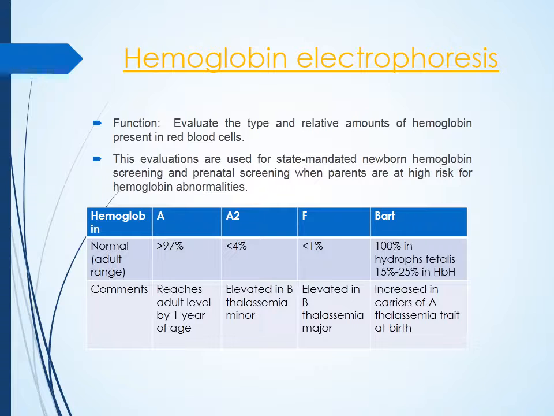So, individuals with beta thalassemia major usually have a larger percentage of hemoglobin F. Those with beta thalassemia minor usually have an elevated fraction of hemoglobin A2. Hemoglobin H is a less common form of hemoglobin that may be seen in some cases of alpha thalassemia.